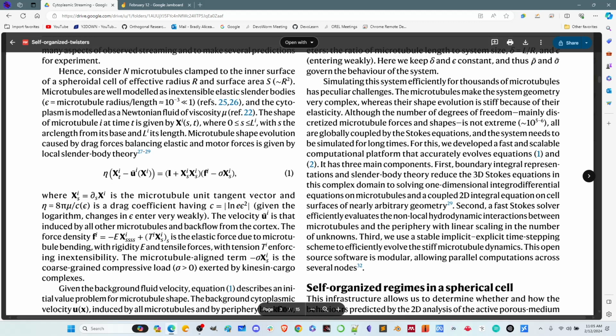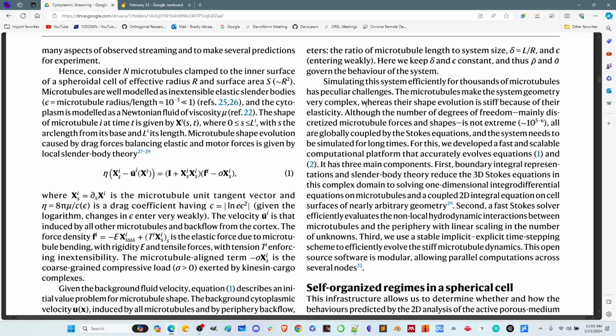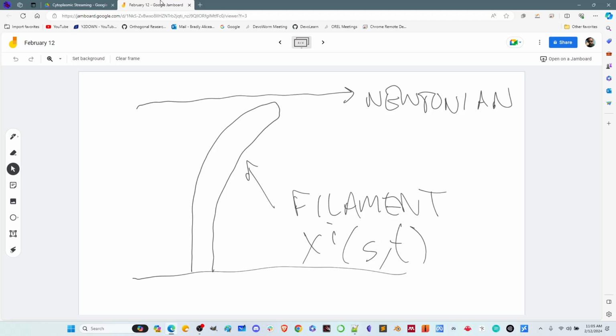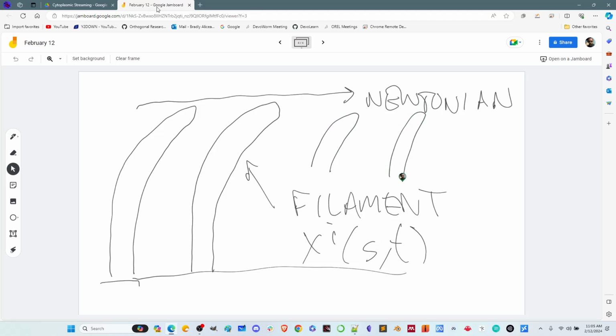Simulating the system efficiently for thousands of microtubules has peculiar challenges. The microtubules make the system geometry very complex because the surface isn't constant. It has bends in it, and it has variations in the surface. And so the microtubules line that surface and they bend. Sometimes they don't always bend in the same direction, as we talked about. So sometimes they're not always in line with the streaming. We have these independent filaments, and maybe they're not uniform down the surface of the cortex. Sometimes they're aligned and sometimes they're not. But this is the challenge in modeling this. Sometimes the cortex is undulated, sometimes it's a straight line.